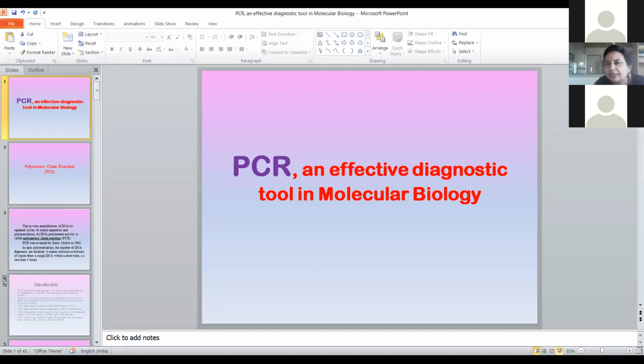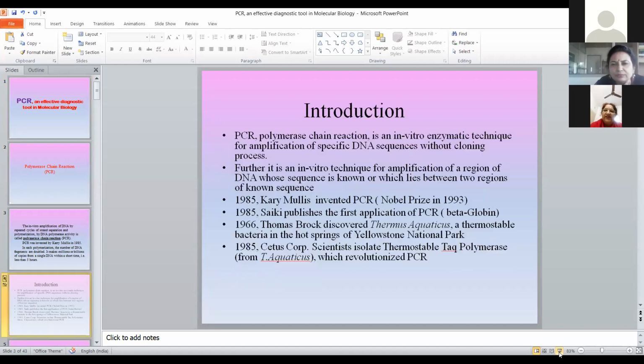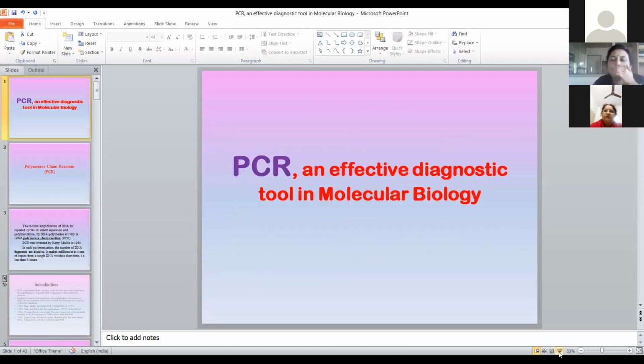This is the first slide. The topic of today's lecture is PCR, an effective diagnostic tool in molecular biology. So I'm changing the slide. Is it visible, madam? Second slide? Third slide? No, madam, it is not visible. Okay. This is visible, I hope, right? Yes. Now we can see the change. Yes. This is a problem.